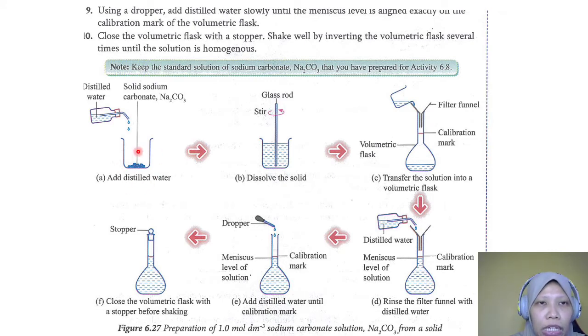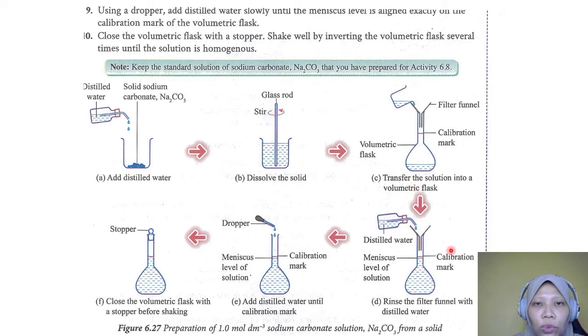Okay, so kita letakkan solid sodium carbonate. Berapa banyak yang kita letakkan? Mengikut mass yang kita dah kira. Sekejap lagi saya akan tunjuk how are we going to calculate. Okay, so kita pour this distilled water, okay, sedikit, about 100, and then kita dissolvekan the solid. Okay, stir with a glass rod lah. Okay, and then transfer into volumetric flask.